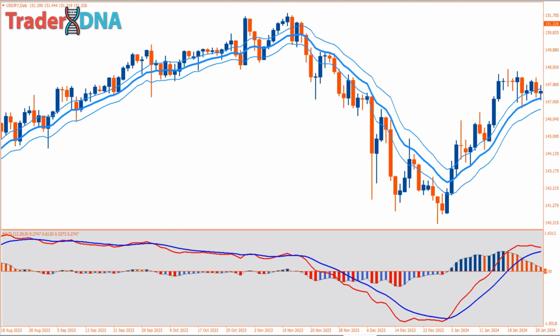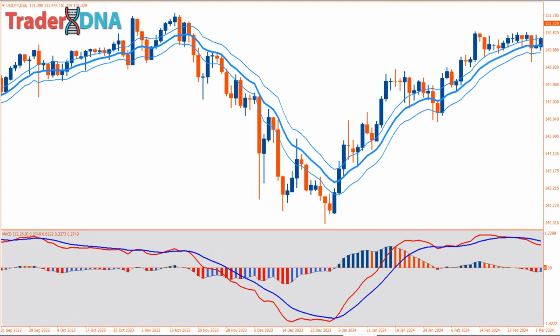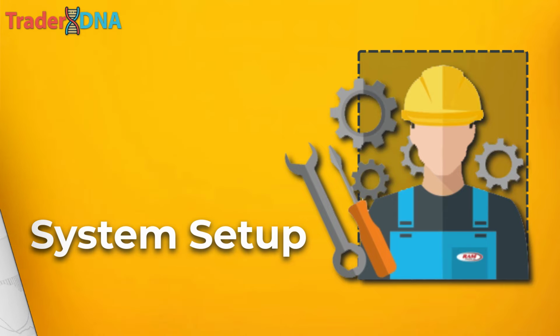The MACD COBRA system is remarkably straightforward and user-friendly. Once you become accustomed to it and have executed a few trades, you'll discover that you're spending minimal time operating with this system. System setup. In general, the system is very easy.